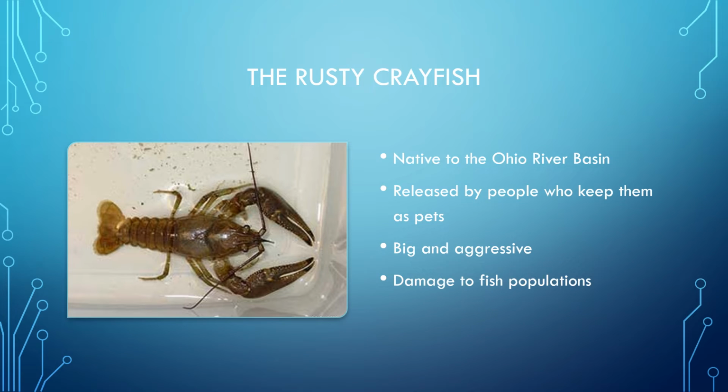So the next example that I have is the rusty crayfish. They are a species of fresh water. They are native to the Ohio River in southern US. They are invasive in Minnesota and Wisconsin. They are very big and aggressive, which makes it very easy for them to outdo other species. They are normally transported by people who are using them as bait.